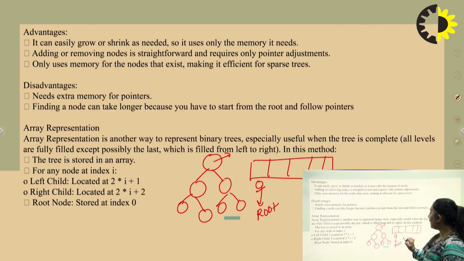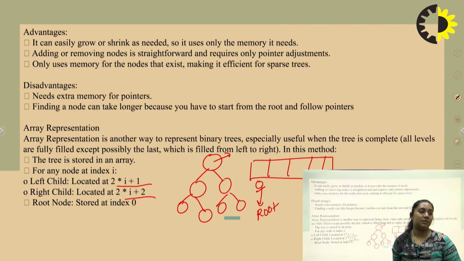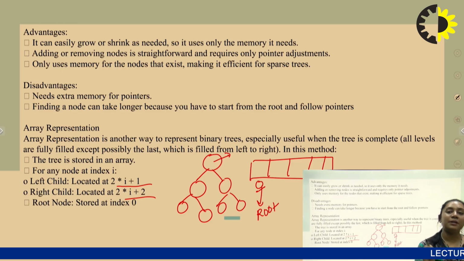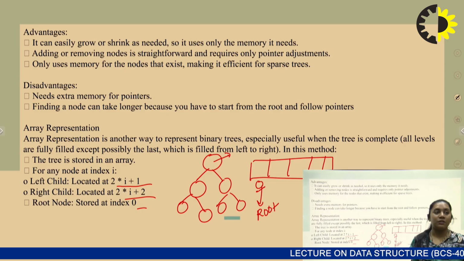If you want to calculate the left child and the right child, here is the formula. You can calculate the index of the left child and the index of the right child. For a node at index I, the index of the left child is 2 into I plus 1, and the index of the right child is 2 into I plus 2. The root node has index 0.